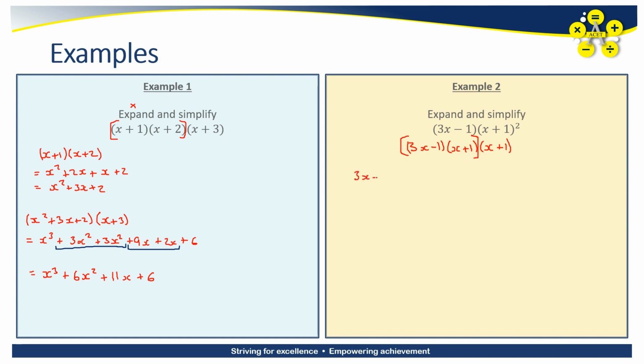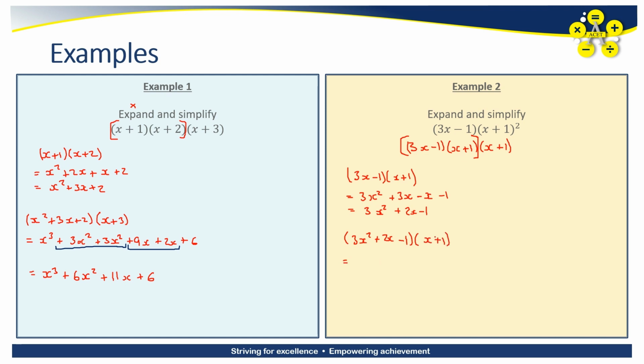So I'm going to multiply that 3x minus 1 multiplied by that x plus 1. If I do that, I get 3x squared plus 3x minus an x minus 1. Remember, negative 1 times positive 1. When we tidy this up, 3x squared plus 2x minus 1. Now we're not finished, we need to multiply that by the final bracket. So I'm multiplying all of this. So there's 3x squared plus 2x minus 1, all multiplied by the x plus 1.